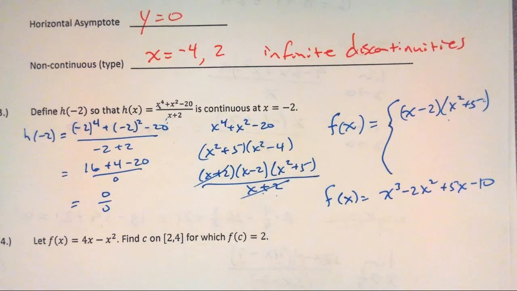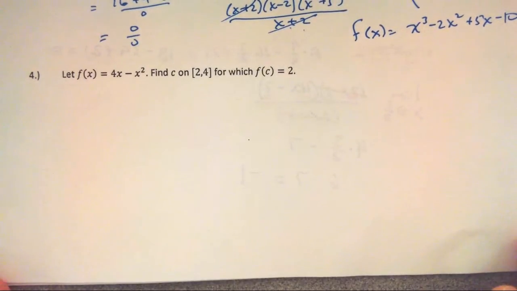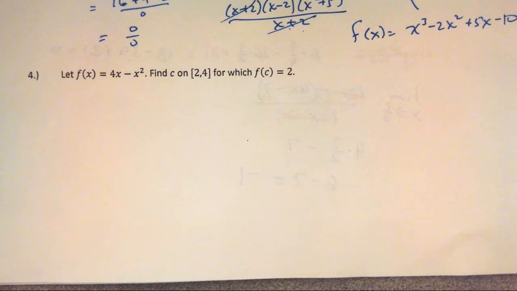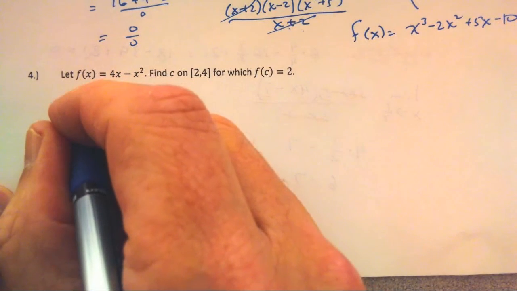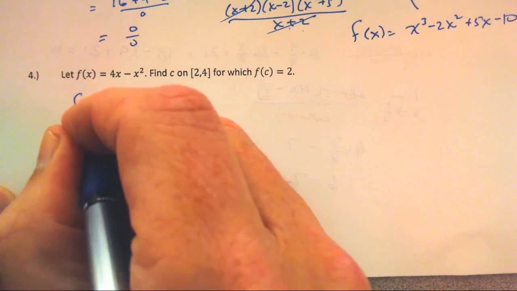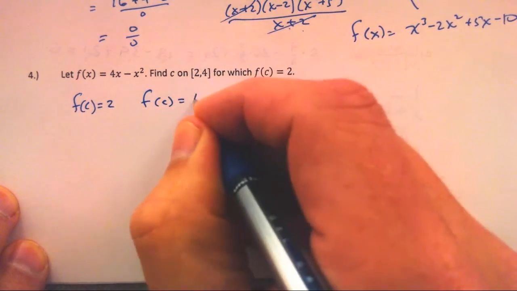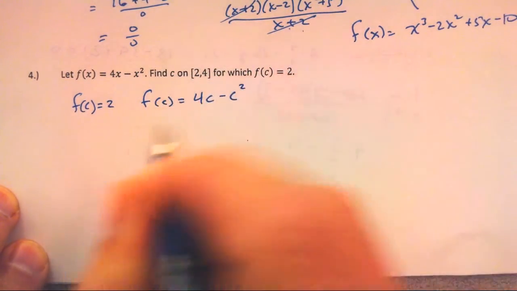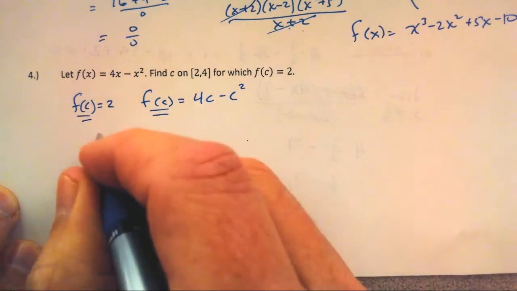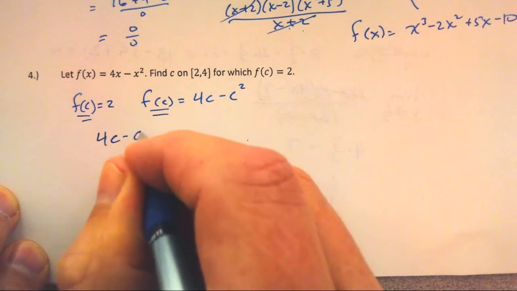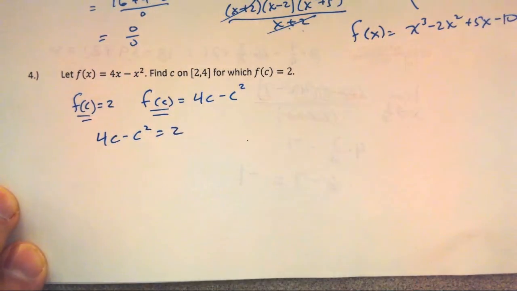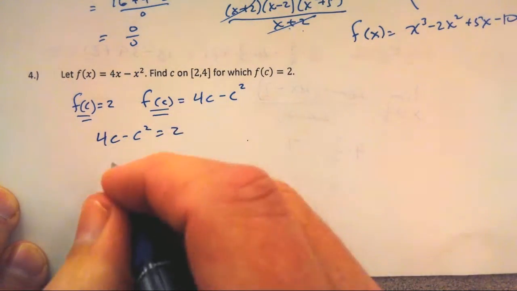Okay? All right, and number 4. Let f of x equal 4x minus x squared. Find c on the interval from 2 to 4 where f of c equals 2. Well, f of c is also clearly 4c minus c squared, and I'm just trying to find when 4c minus c squared equals 2. And that's just a quadratic equation.